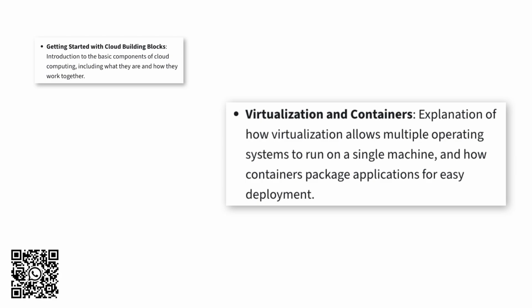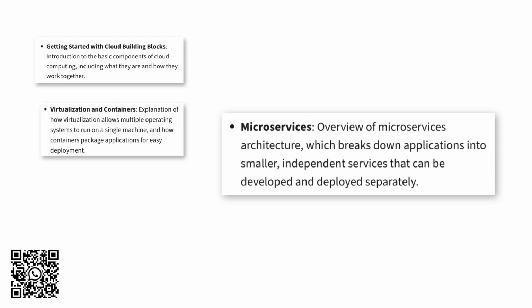Then we'll move forward with the second part, which is virtualization and containers. Explanation of how virtualization allows multiple operating systems to run on a single machine and how containers package application for easy deployment. Then we are moving to the third part, that is microservices, which is an overview of microservices architecture, which breaks down applications into smaller, independent services that can be deployed and developed separately.